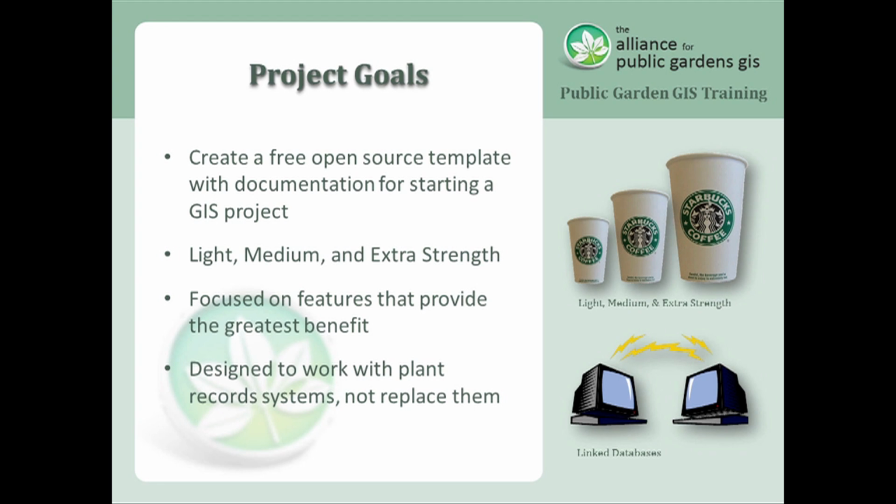And another premise is that we wanted to make the data model work with existing plant record systems. We know that the majority of gardens already have a plant record system like BG-Base or something in Microsoft Access or FileMaker that they're really tied to. And we wanted to make sure that the data model would work with those systems, so that you can pull in information from those plant record systems linked to the dot that's on your map, and try not to replace them, so that it wasn't asking people to make a huge change to be able to start using it.